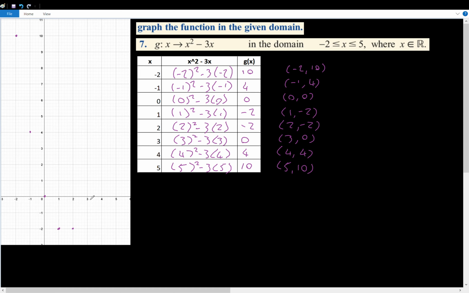3, 0 is 3 right and 0 up or down. 4, 4 is 4 right and 4 up, just there. And 5, 10 is 5 right and 10 up, just all the way up there. Now that we have all our points plotted, we're going to start with our top left and we're going to work our way down, and we're going to curve our way through each of the points and back up to fill in the graph. And if we do it right, it should look something like this.